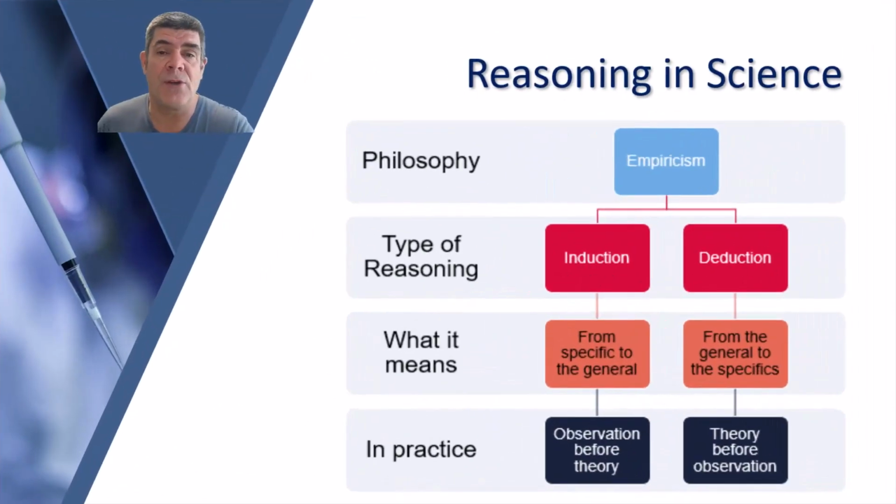So one of the things that we want to do is talk about reasoning in science. We've come from an understanding of empiricism and the importance of observations and experimentation in development of scientific knowledge. Now we want to split this up into two key areas, inductive reasoning and deductive reasoning, in order to look at the definitions of those and how they can be applied in modern science.